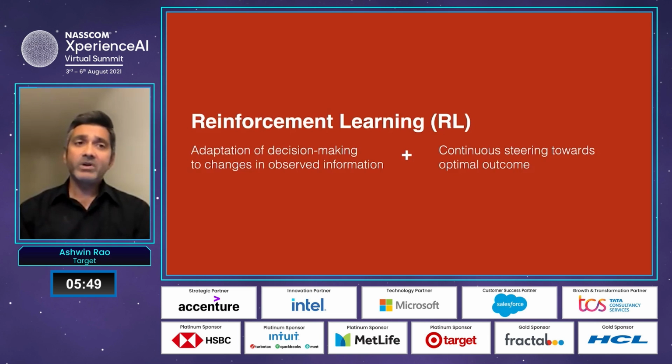RL is rapidly emerging as a powerful technique to solve complex business problems across industries that involve adaptation of decision-making to changes in observed information, while continuously steering towards the optimal outcome. Some important high-profile problems where RL is now working quite well are self-driving cars, robots performing domestic tasks, and strategy games. These signs of success point to a future where RL algorithms will have decision-making abilities far superior to humans.